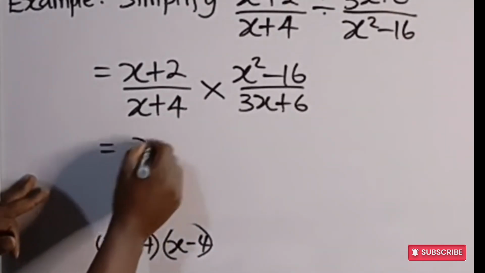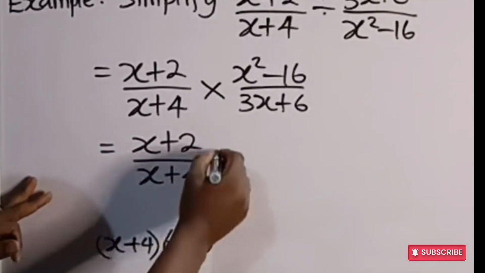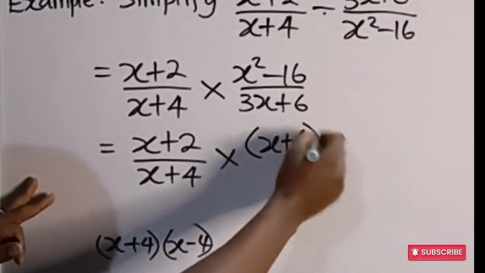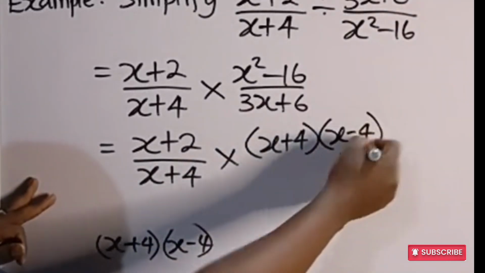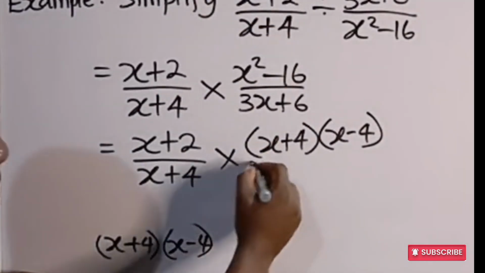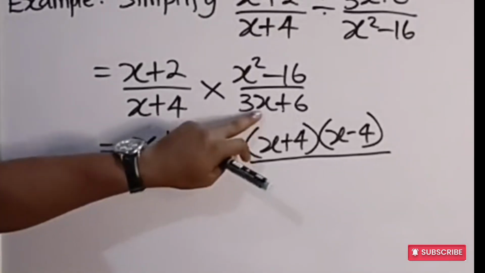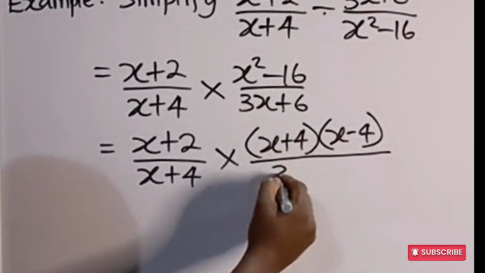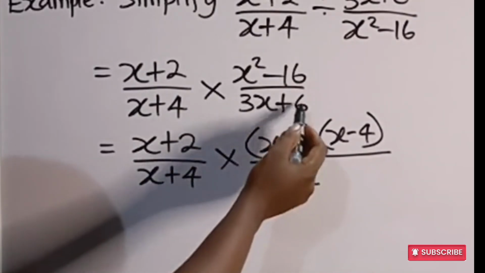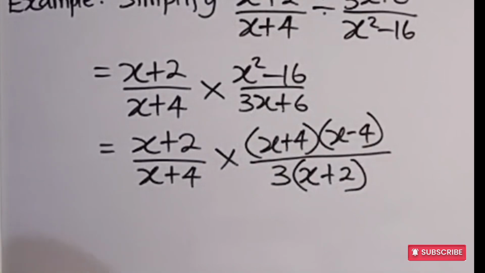So this will give us x plus 2 all over x plus 4 multiplied by x plus 4 into x minus 4. So x squared minus 16 is the same thing as this, divided by, looking at 3x plus 6, 3 is common, so we have 3 bracket, 3x divided by 3 will give us x, plus 6 divided by 3 will give us plus 2. So we have factorized that.